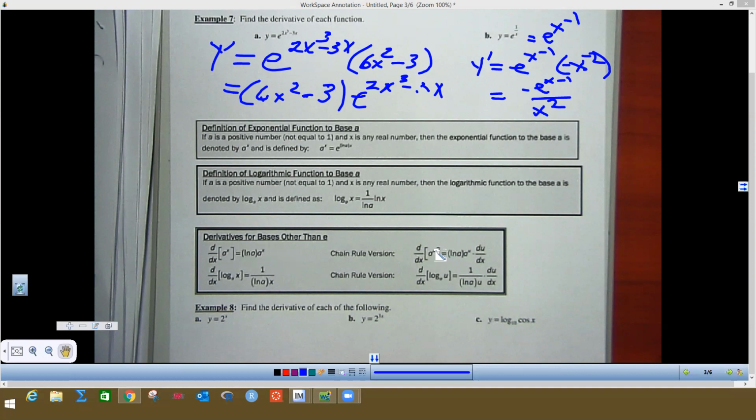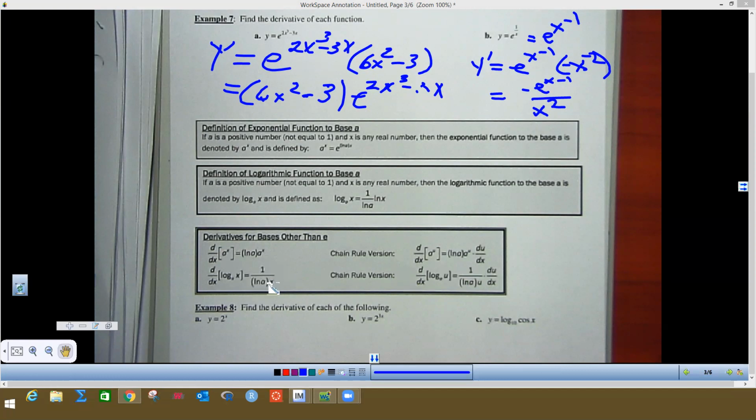So over here, this is saying u, this power is not just a regular old x, it's got more stuff in it. So when it's got more stuff, you do it the same way. It's a natural log of the base times a to the same power, but then you take it times the derivative of that power. And then when you have something, now this is exponential form, by the way, hope you know that. This is logarithmic form. So log base a of x, this only works when it's an x. So we're going to be using this one most of the time.